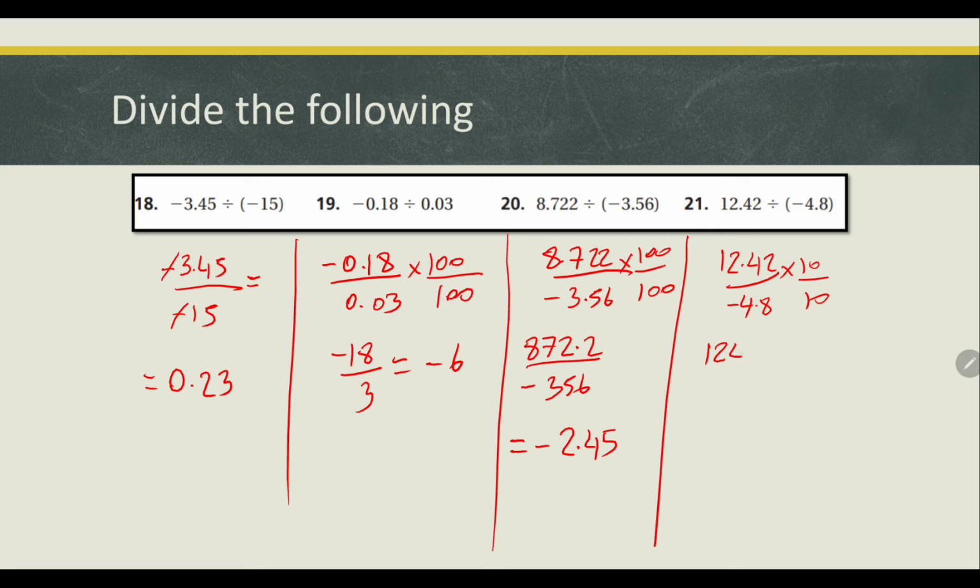And finally, we have 12.42 over negative 4.8, multiplied with 10 over 10. So 124.2 over negative 48. Again, I'm going to use a calculator to save us time. Divided by 48 gives us 2.59, so it's equal to 2.59, or you can round it up to 2.6.